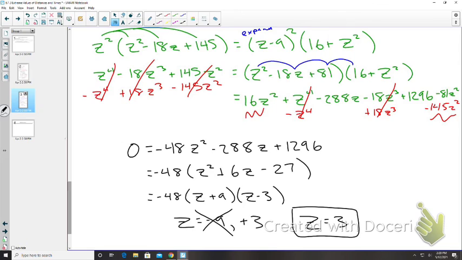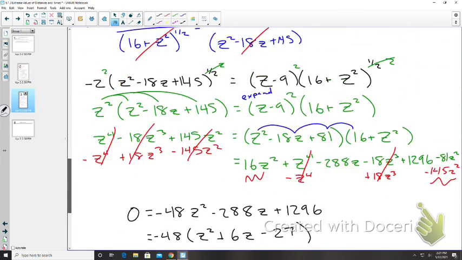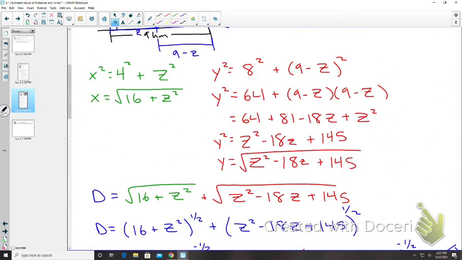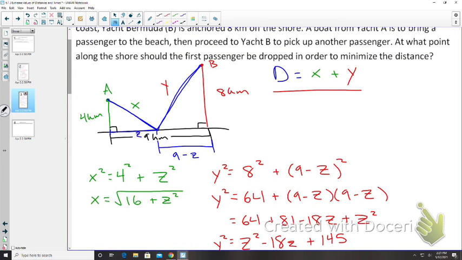So what does that mean? What did we even calculate? What is our z value? Our z value is right here, right? So we know that z is going to be 3 kilometers, and that means this remaining distance must be 6 kilometers. Okay? So at what point should the first passenger be dropped off? Z is equal to 3 kilometers.